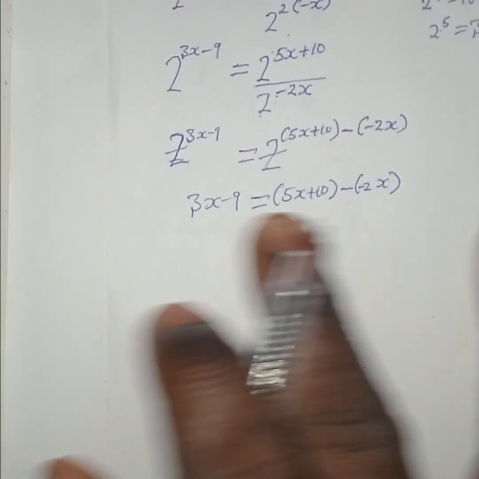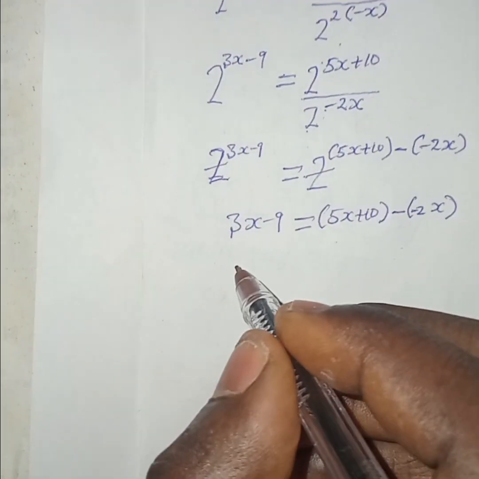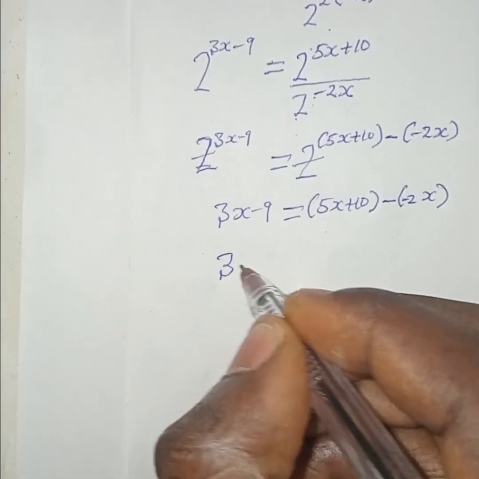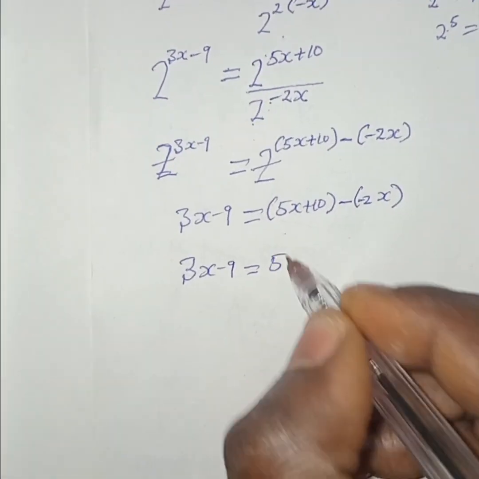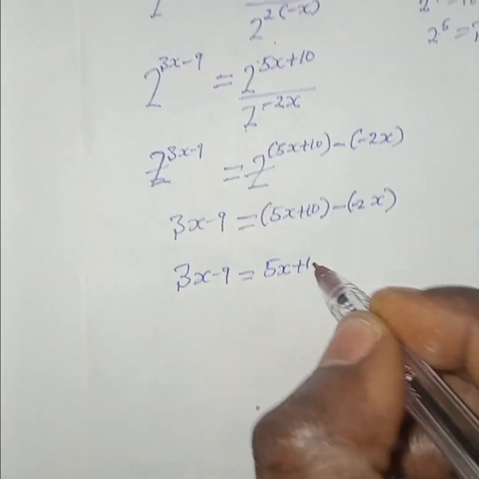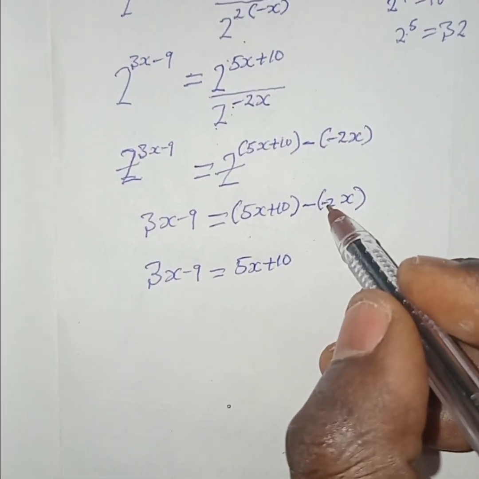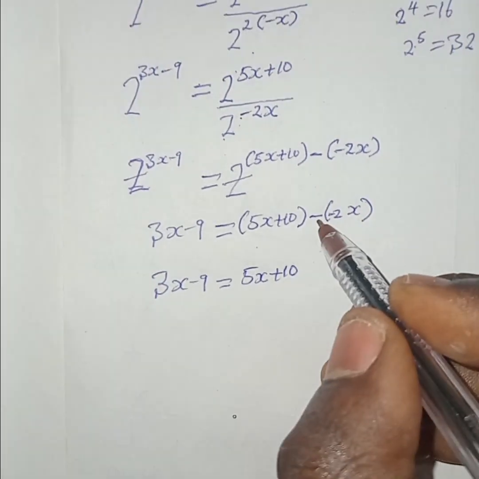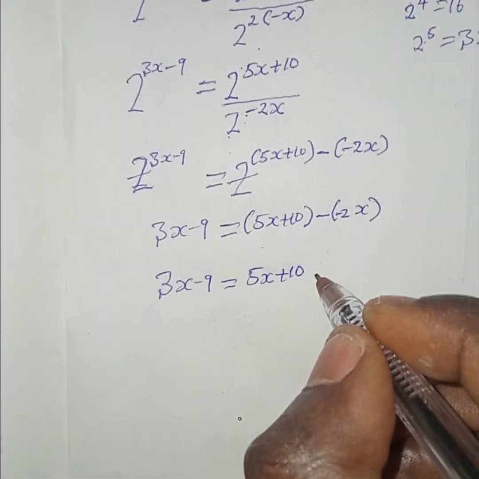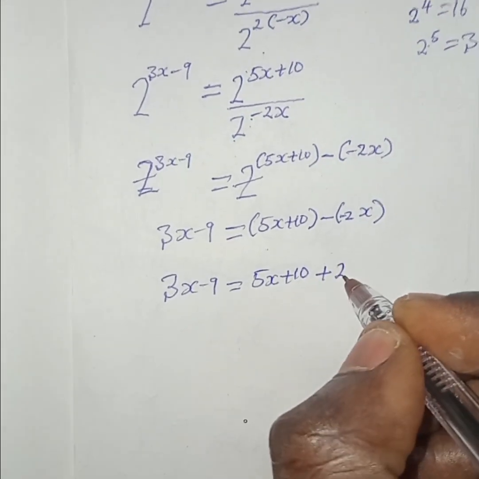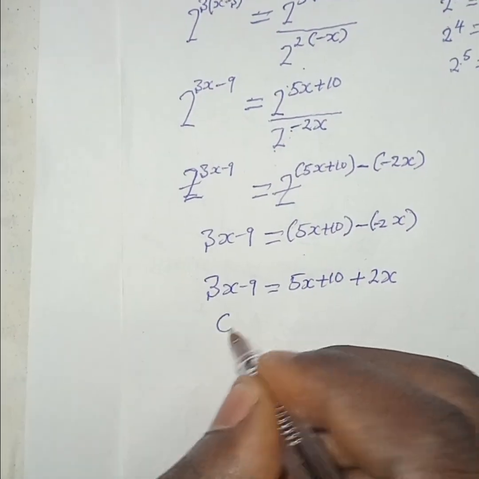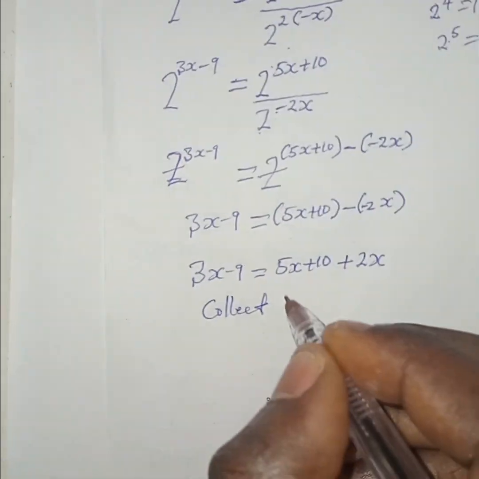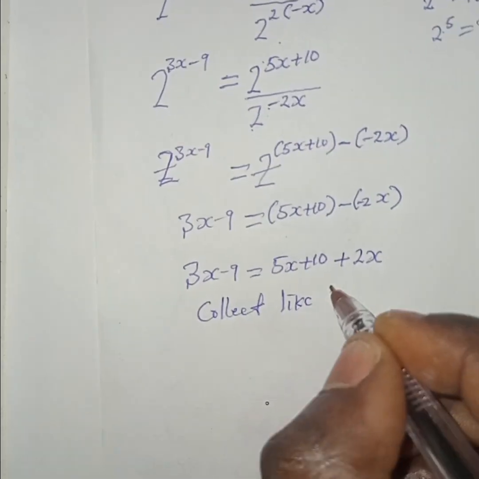So the next thing is to open the bracket. So you have 5x plus 10. Then you have minus 2x inside the bracket. So minus multiply minus will give us positive sign. So you have plus 2x. So the next thing you say, collect like terms.